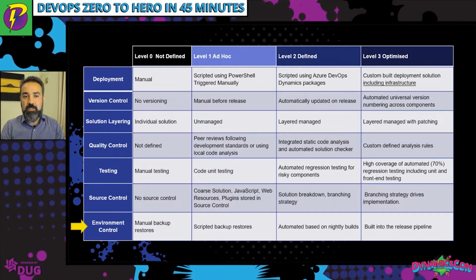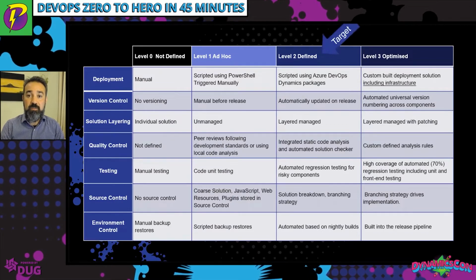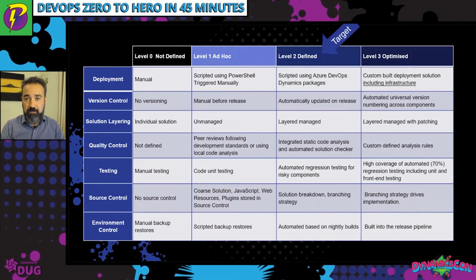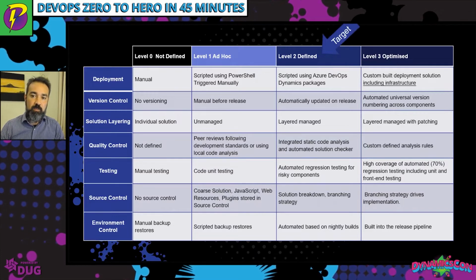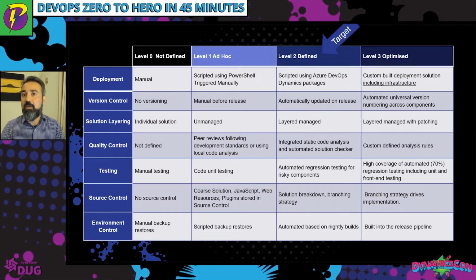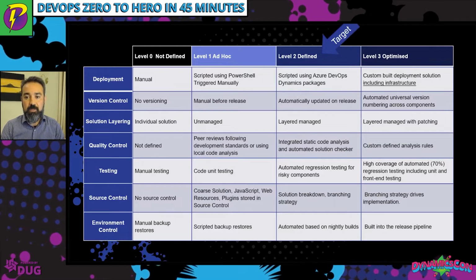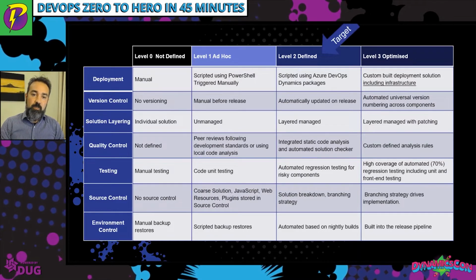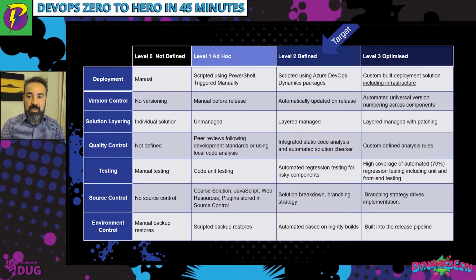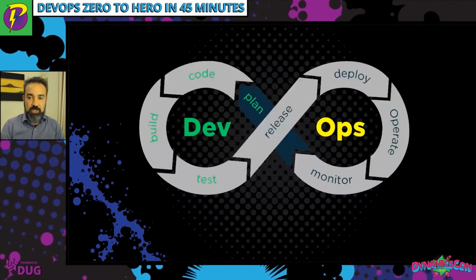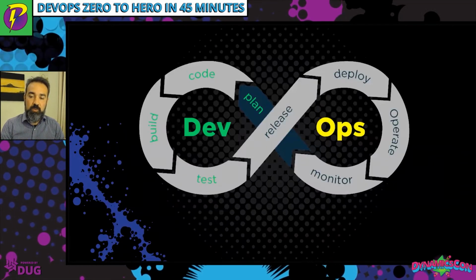Now, as a target, it's usually a good idea to be in level 2, where it's a defined level. However, going to optimize is a good idea, but can be a little bit expensive to get there. All right, now let's go back to our infinity side and let's go into a specific discipline, starting with planning. So how do we do our planning?